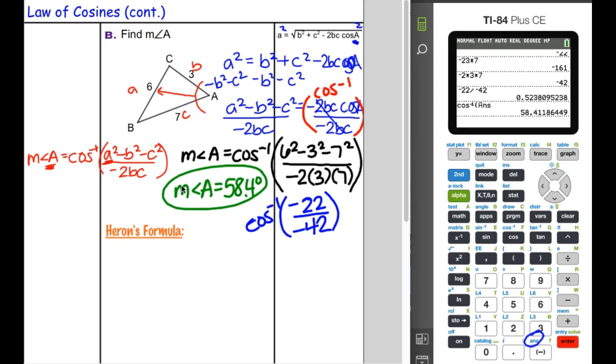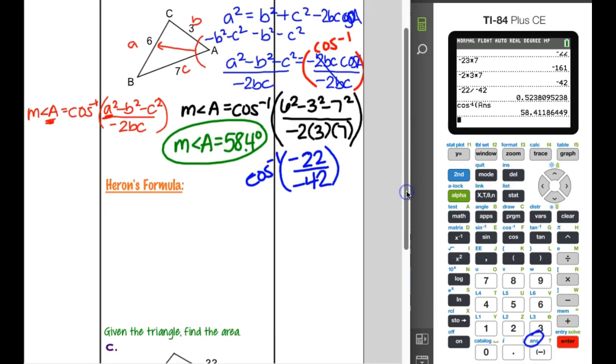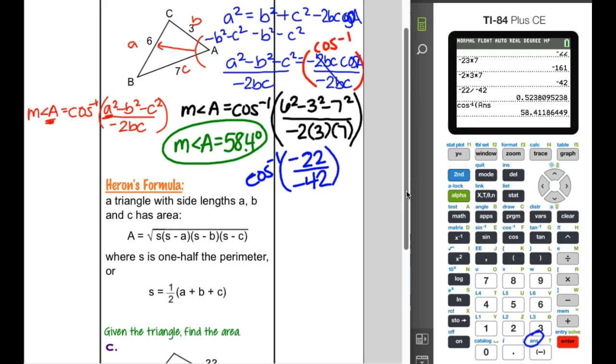So those are going to be a little more complicated, but we don't have very many that we have to do that way. Now we move on to area formula. This area formula looks a little more complicated, but it really isn't that much more complicated. It just has a special name called Heron's formula. So Heron's formula states a triangle with side lengths A, B, and C has an area which equals the square root of S times (S minus A) times (S minus B) times (S minus C), where S is 1/2 the perimeter, or S equals 1/2 times A plus B plus C.